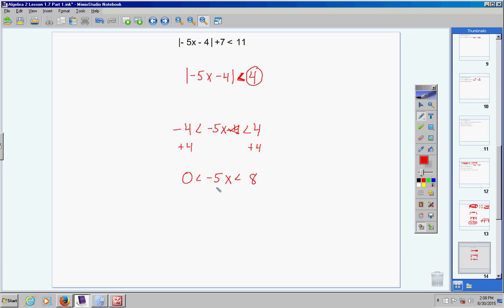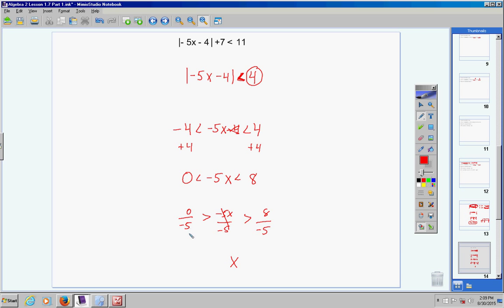Now divide everything by -5. Now we have to turn the arrows. So we have 0 divided by -5. Turn the arrow. -5x divided by -5. Turn the arrow. So these cancel, leaving you with x.